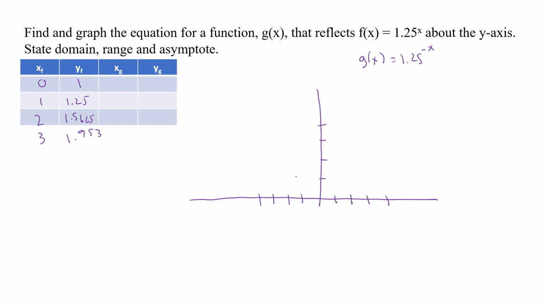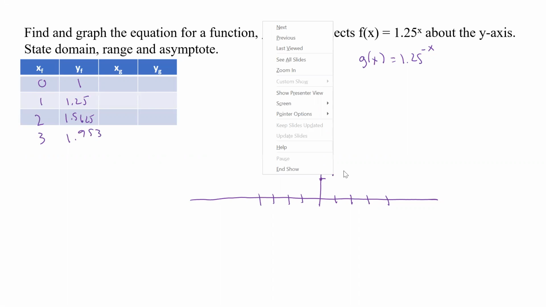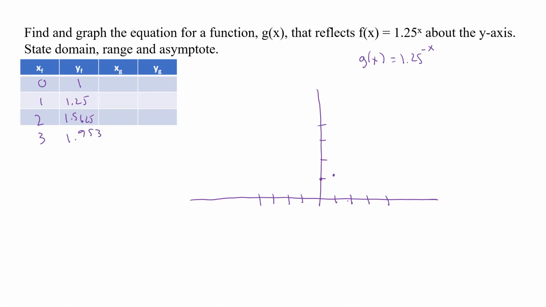Now if we're going initially (0, 1), that's going to be that point. Then 1, 1.25, maybe here. 2, 1.56, a little bit higher. And 3, we said is almost 2, so it's almost to here. Again, it looks very shallow. This isn't going to be a very good curve, but that's okay.